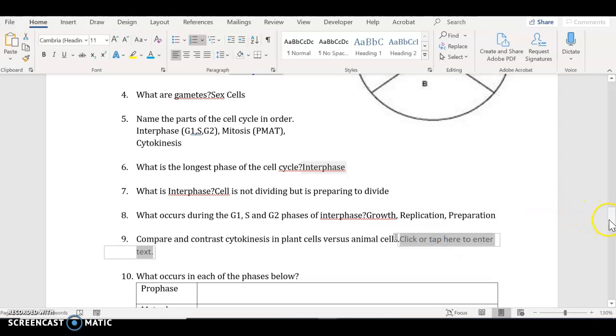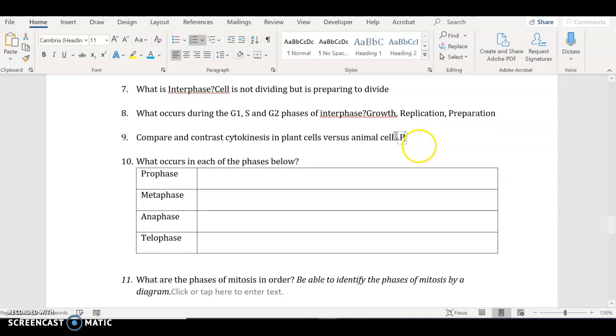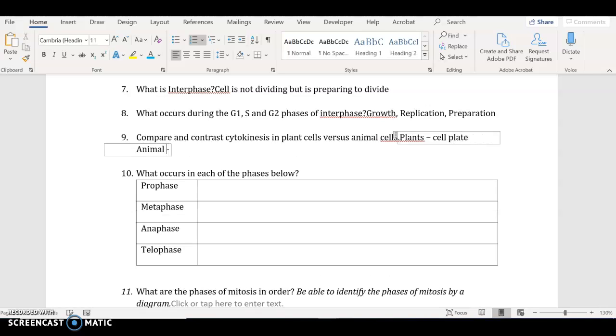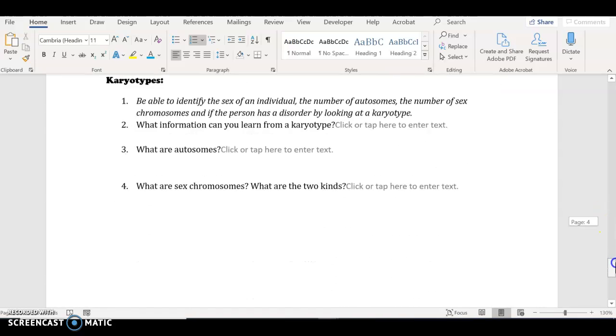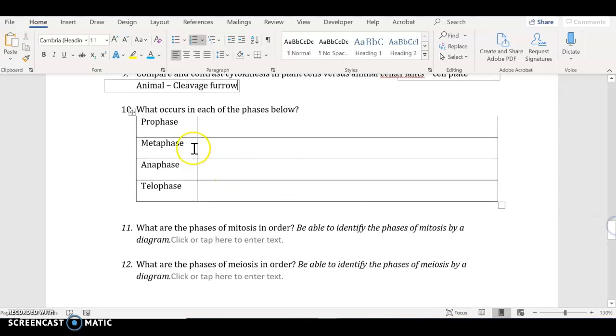Compare and contrast cytokinesis in plants versus animal cells. In plants, you make a cell plate, and in animal cells, you make a cleavage furrow. We have quite a little bit left, so we're going to run out of time with this video. I'm going to stop it and restart at number 10.